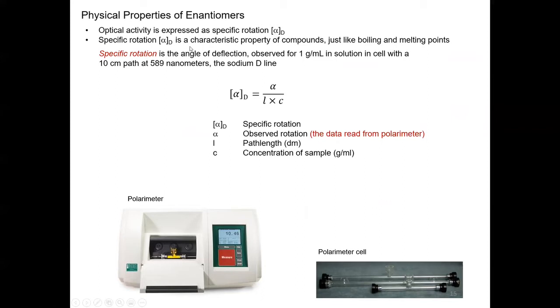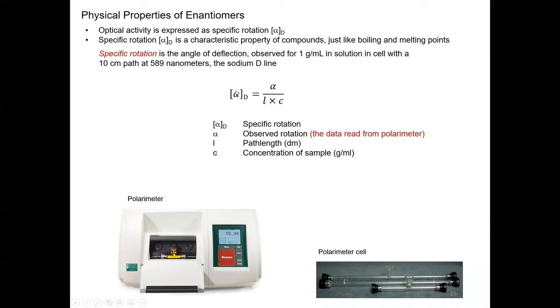So alpha D is a characteristic property, just like the melting point and boiling point. It doesn't change because it's a property of the molecule. Specific rotation alpha D is defined by the angle of rotation observed for 1 gram per mL in solution, in a cell of a given path length, with sodium light. It's defined by the formula here.